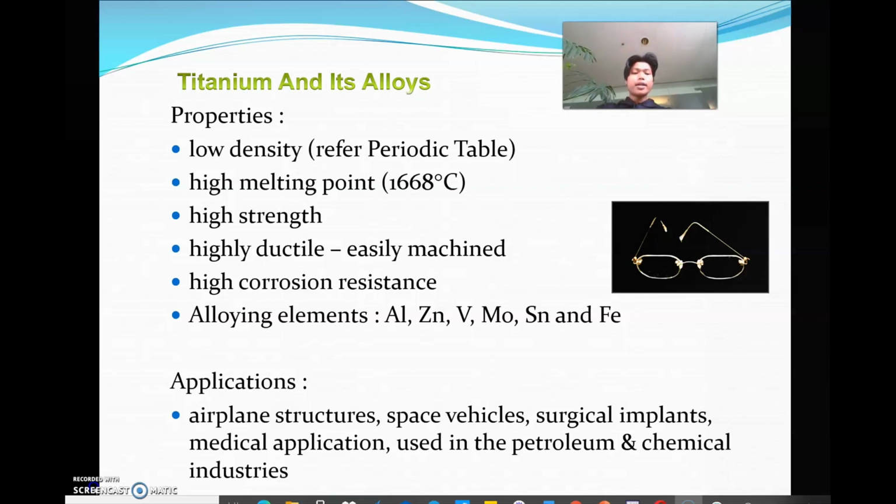molybdenum, stannum, and ferrum. Titanium is used in applications of airplane structures, which is the body of the airplane. It is also used in space vehicles, rockets, surgical implants, medical applications, and also in the petroleum and chemical industries. Okay, that's all for me.